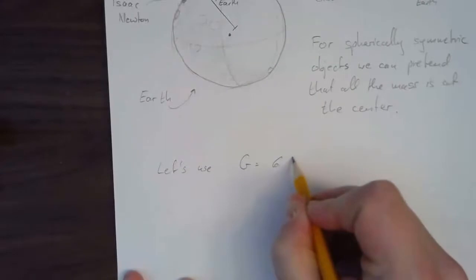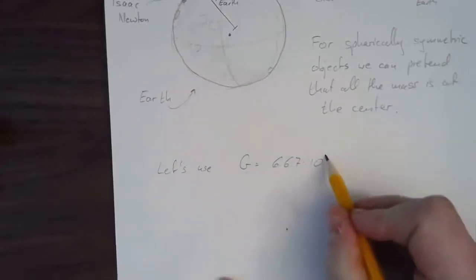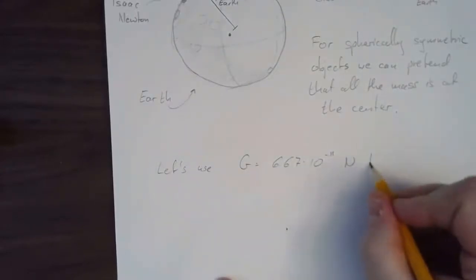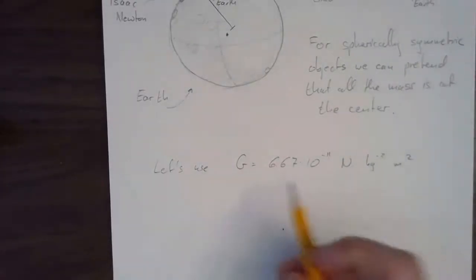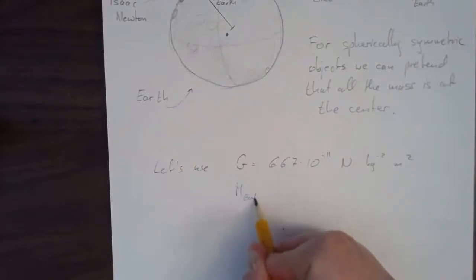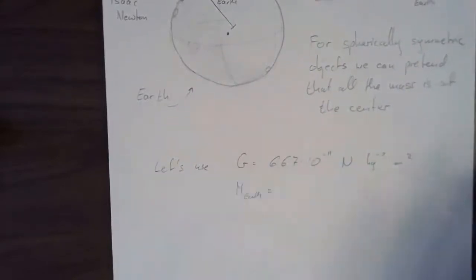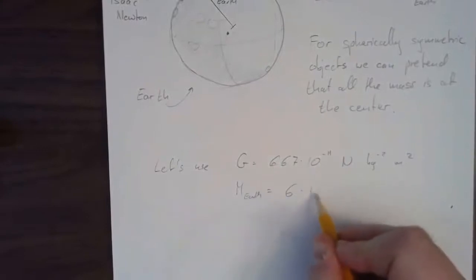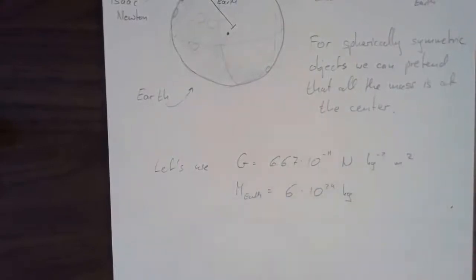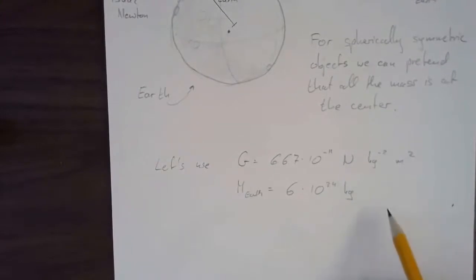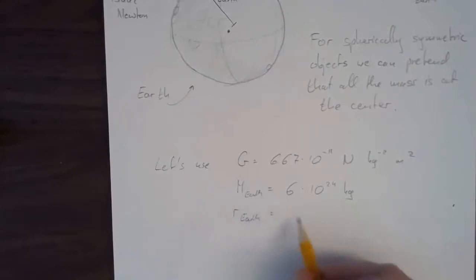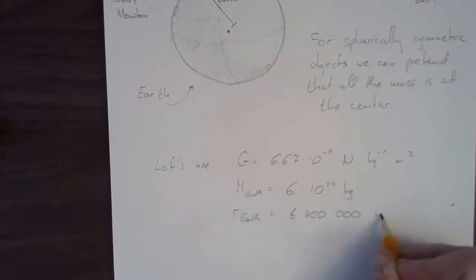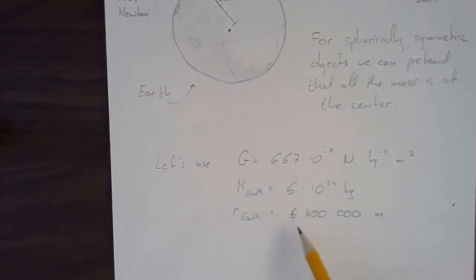G is 6.67 times 10 to the minus 11 newtons per kilogram squared times meter squared. The mass of the Earth, again, this is something we look up, is around 6 times 10 to the 24 kilograms, right? So 6 with 24 zeros, that many kilograms. And the radius of the Earth is about 6,400 kilometers, or 6,400,000 meters, roughly. It could be more precise here.